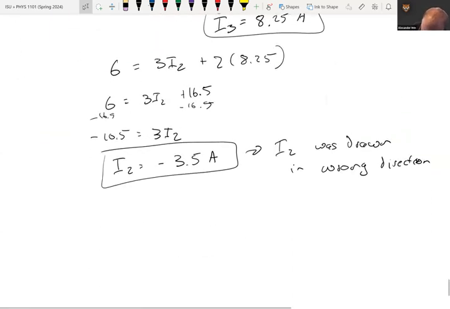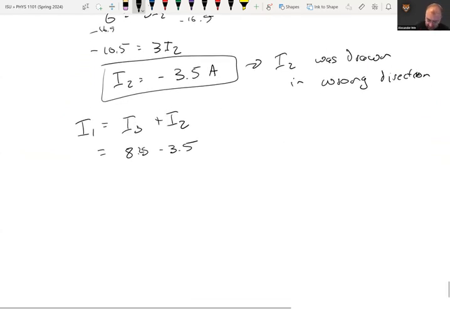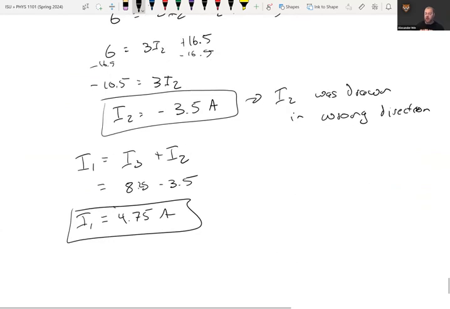We should probably find I1. That one's easy. I1 was just equal to I3 plus I2, which would be 8.25 minus 3.5. So that would be 4.75 amps for I1. Okay, so that is how you would do this.